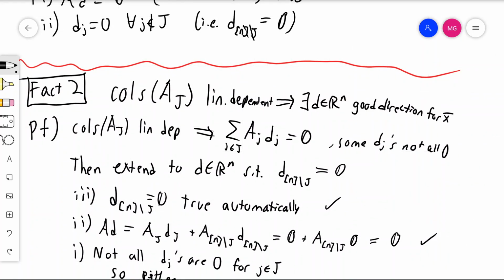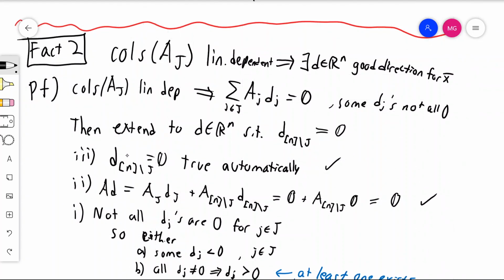So here's the proof. If the columns of A_J are linearly dependent, then that means I can take a linear combination of the columns of A indexed by capital J, a little j times d little j, and that's going to give us 0, because that's the definition of linear dependence, for some d_j's that aren't all zeros. D's are scalars, of course, and those correspond to the indices in capital J. Now we're going to extend that to an overall vector d in Rn, where the complement of J, d sub n not J, is all zeros. In other words, you already know what the J-indexed components of d are. That comes from whatever the linear dependence of the columns was, and then you just pad with zeros for all the other components.